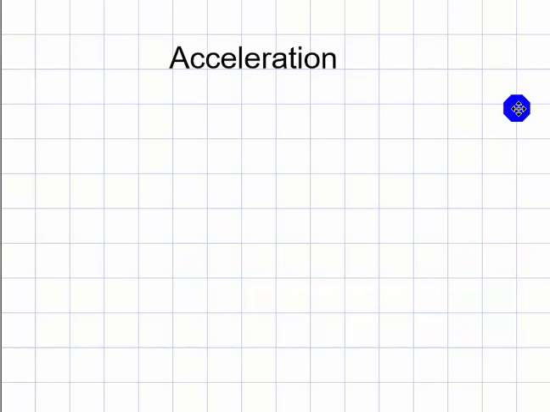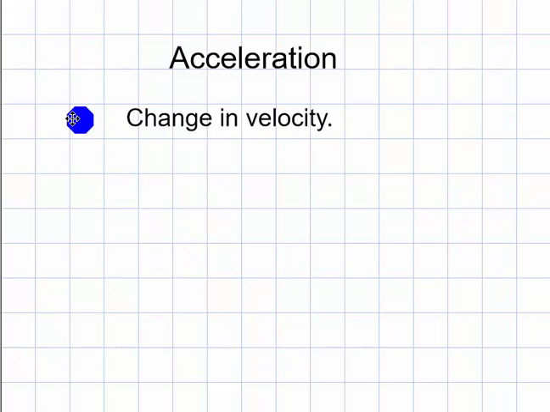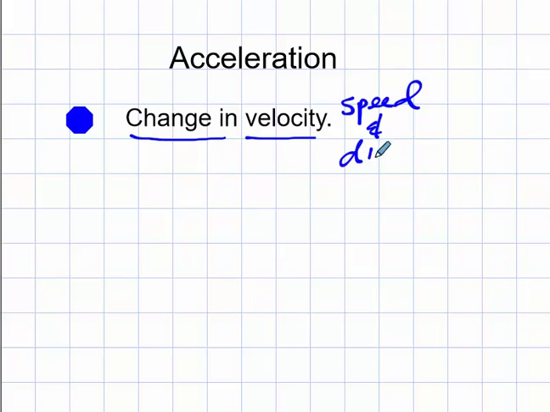Acceleration is defined as a change in velocity over time. So when we look at acceleration, it is a change in velocity. Now remember, velocity is speed and direction. So it's the change in speed and direction over time. By formula, acceleration is a vector quantity.